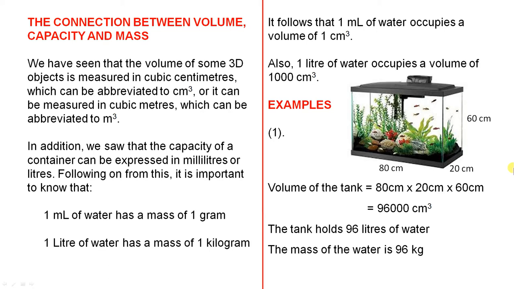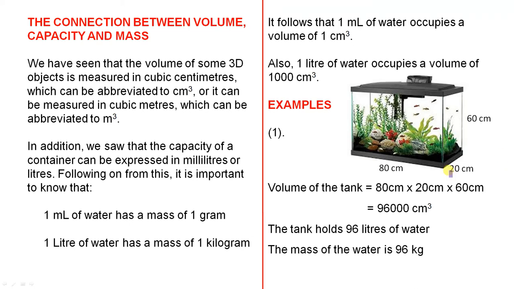We have seen that the volume of some 3D objects is measured in cubic centimetres, which can be abbreviated to cm^3, or it can be measured in cubic metres, which can be abbreviated to m^3. In addition, we saw that the capacity of a container can be expressed in millilitres or litres.